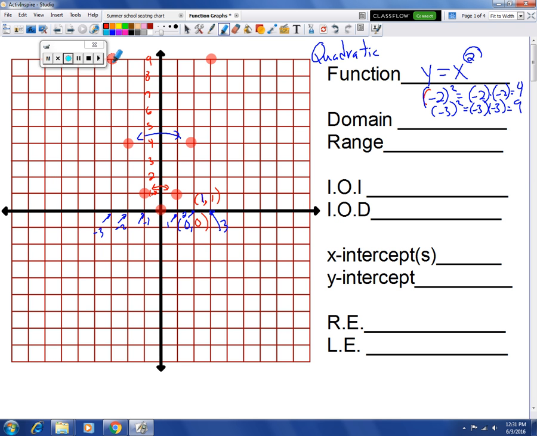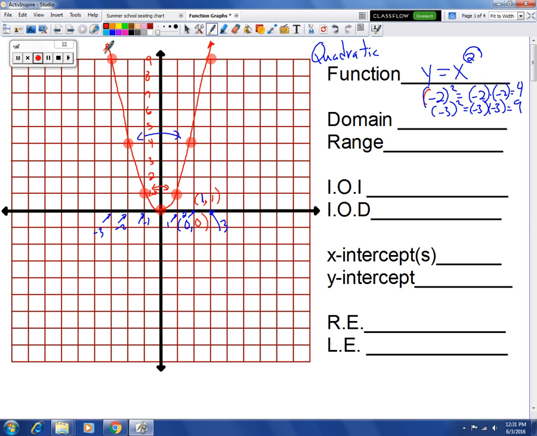Okay, this time a quadratic is going to be a curve. It's going to have a curve shape. It's not going to be a line. It's going to be a curve. So be careful. Only linear functions have a line shape. Okay, absolute value do also, but they're essentially two linear functions. So, but that's y equals x squared.